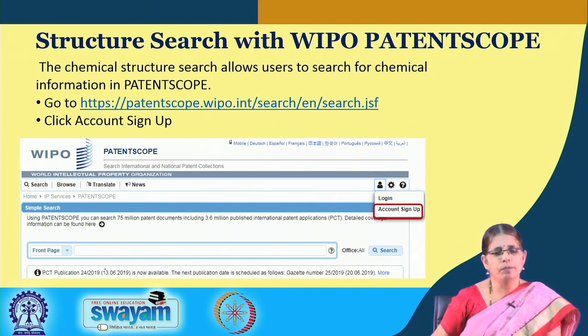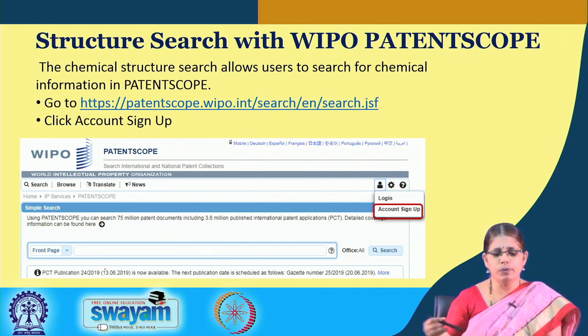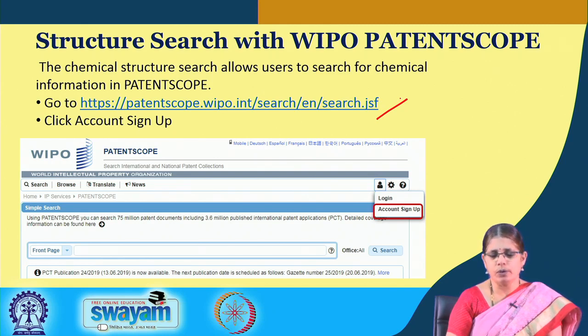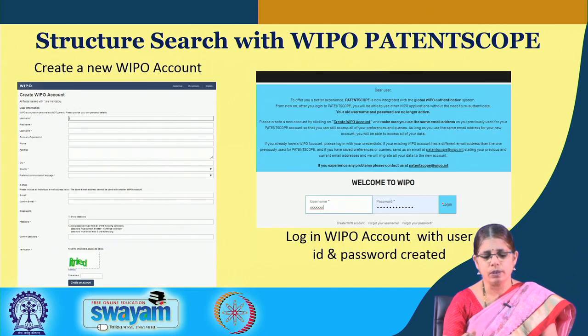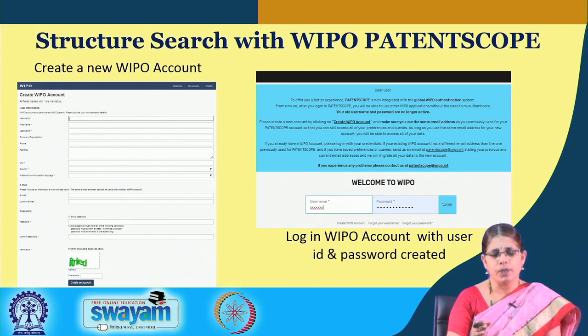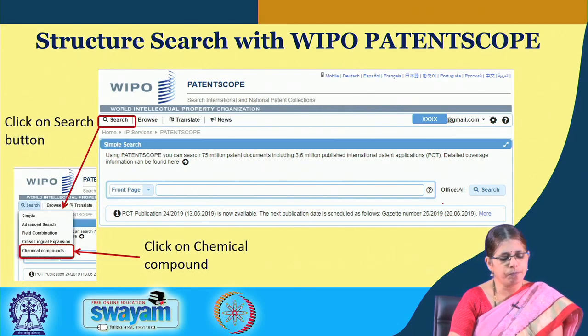And how do you do the chemical structure search? This is the link that is available for you to undertake the structure search at the PATENTSCOPE database of the WIPO. One needs to do a user registration before you embark on the search in the particular database, and so this is how you sign up for an account in the database. Now, once you create a new account at this particular database, you can conduct the structure search.